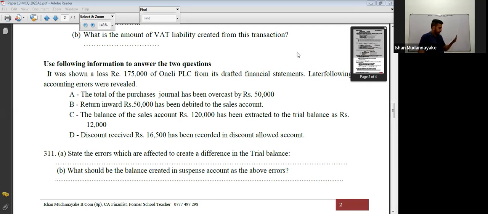Right. Question number 311A. State the errors which are affected to create a difference in the trial balance. What are the errors creating a difference in the trial balance?